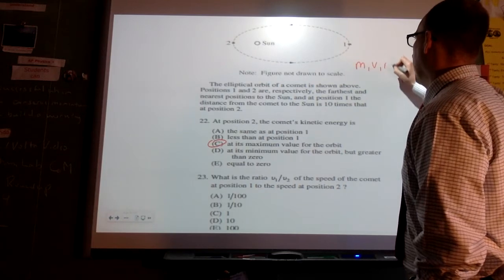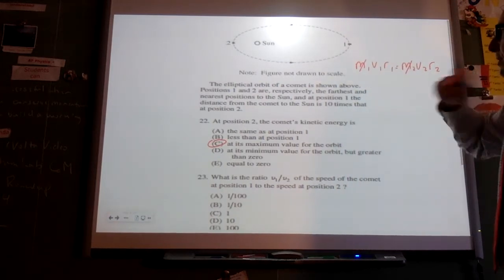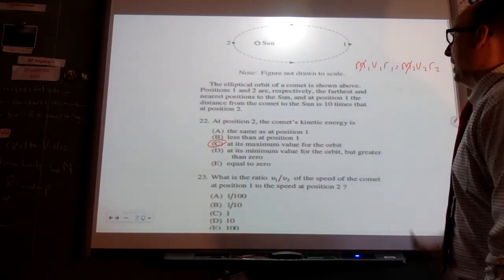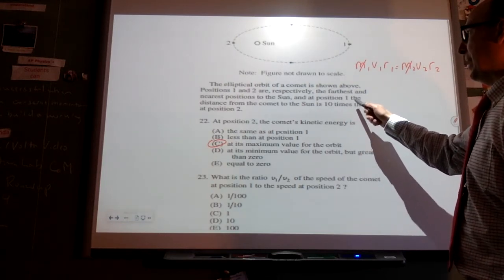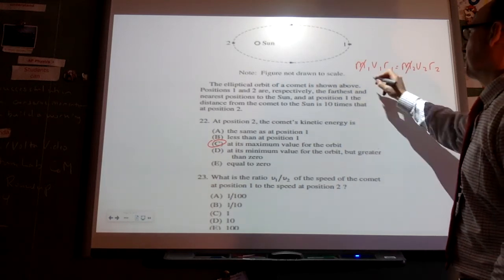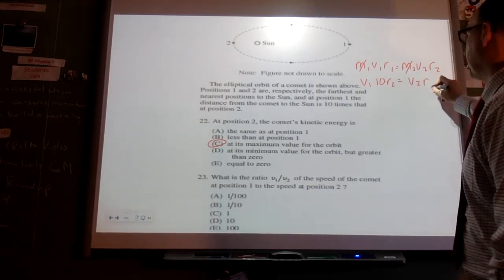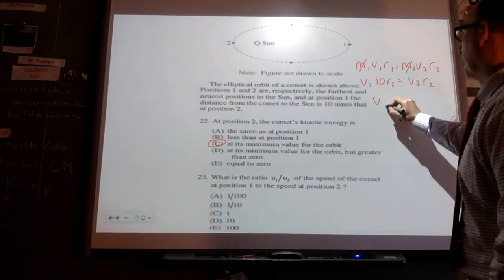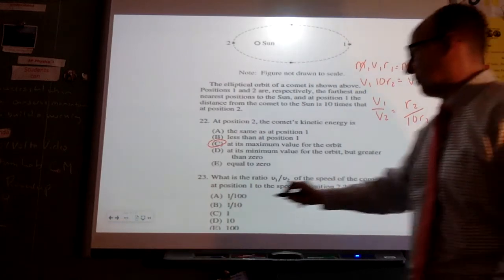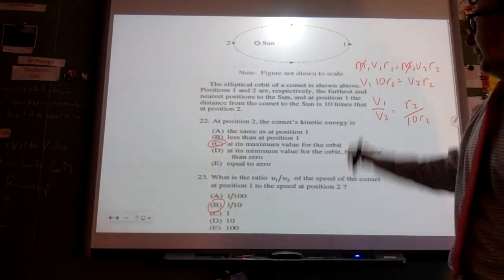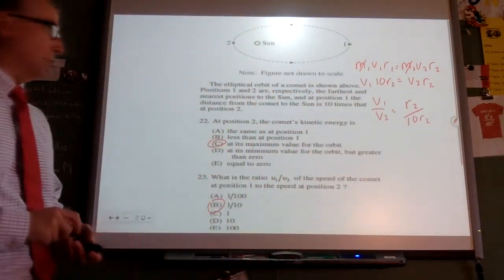So I'm going to have m1 v1 r1 equals m2 v2 r2, and the m's are going to cancel. And we're saying that the distance at position 1 is 10 times that of position 2. So I have v1 times 10 r2 equals v2 times r2. So v1 over v2 is going to be r2 over 10 r2, which is 1 over 10. And again, I simplified this down from the I omega, just like I did in the previous slide. So that makes your life easier.